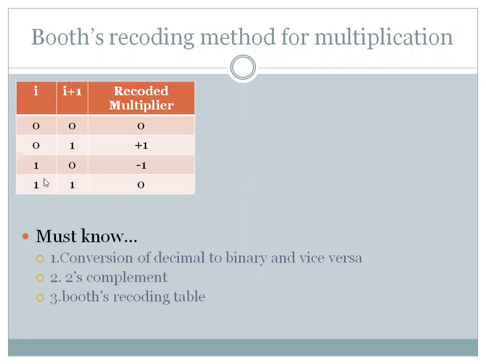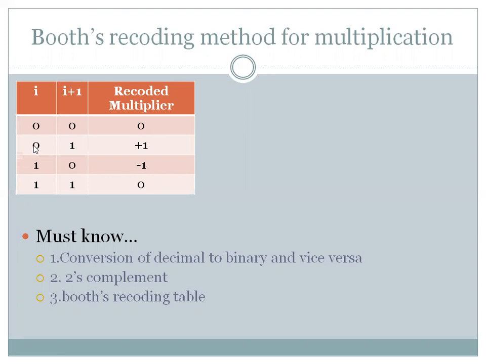It will generate 0 in the recoded multiplier. Take the last case. Here the first bit is 1 and the next bit is also 1. So while comparing these 2 bits, it will generate 0 in the recoded multiplier. So what about the second and third cases? If the first bit is 0, it will generate a positive number. If the first bit is 1, it will generate a negative number.